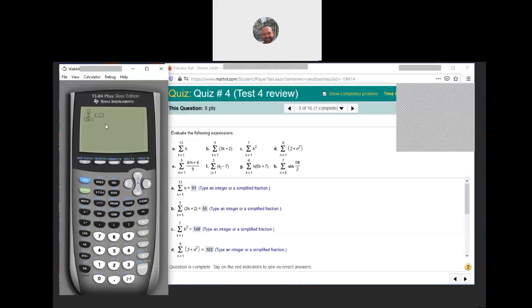Now you don't have a variable k in here, but in the calculator you have the variable x. So we're going to say x goes from 1 through 13. So you just arrow over and fill in the blanks. And this is not k, it's x. And when you hit enter, there's your answer. It's 3091.